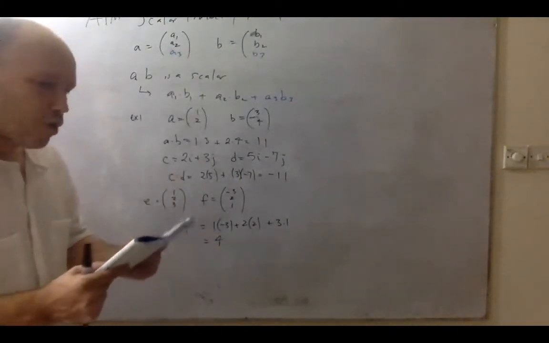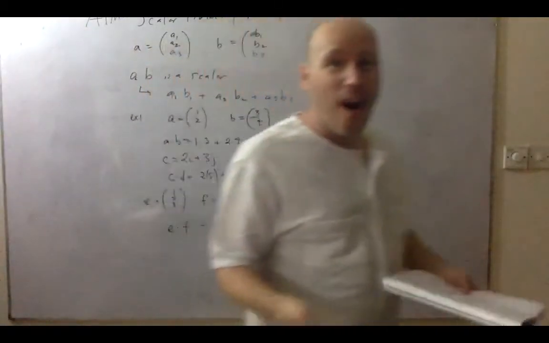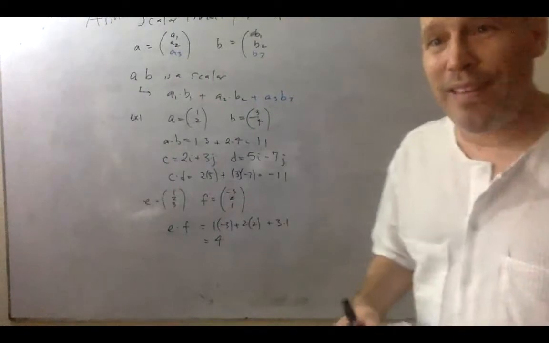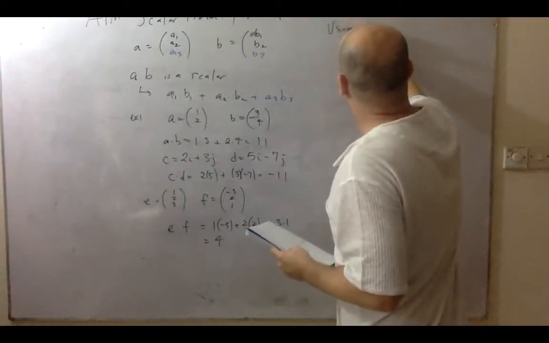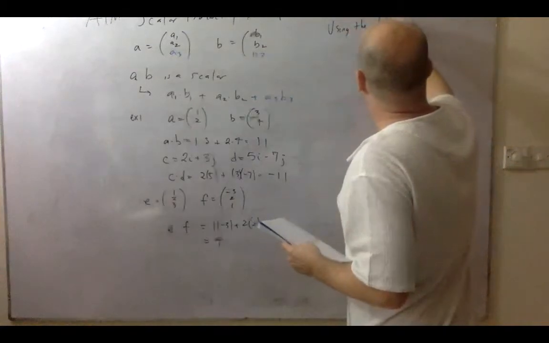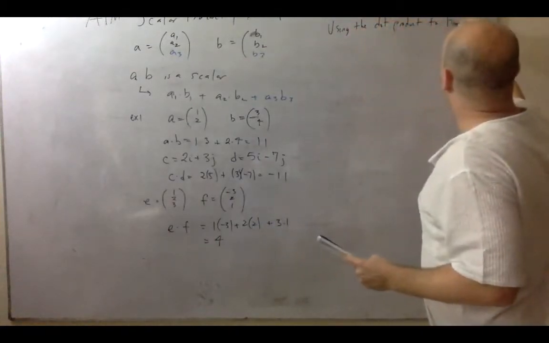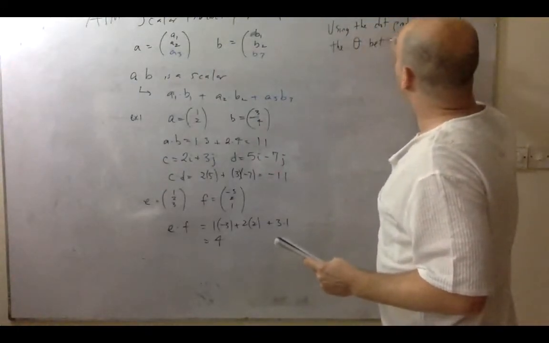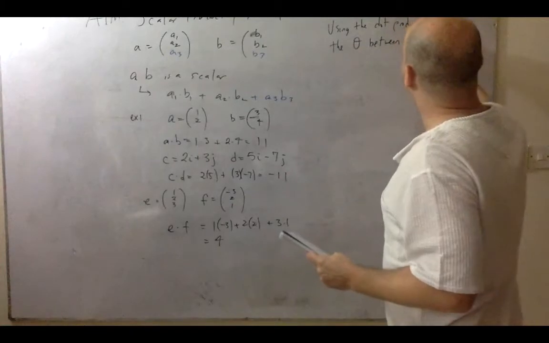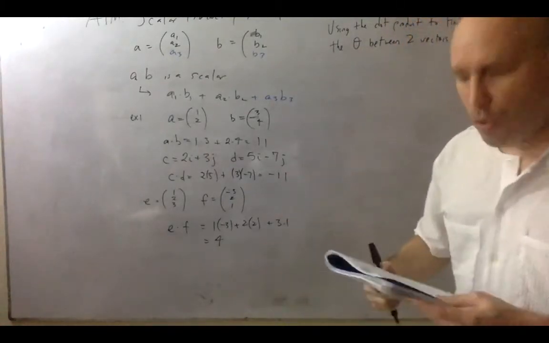The next thing is, with the dot product, we can now find the angle between two vectors. So, using the dot product to find the angle between two vectors. Now this is kind of cool. You're given the formula, but let me derive it for you. Let me show you how it works.